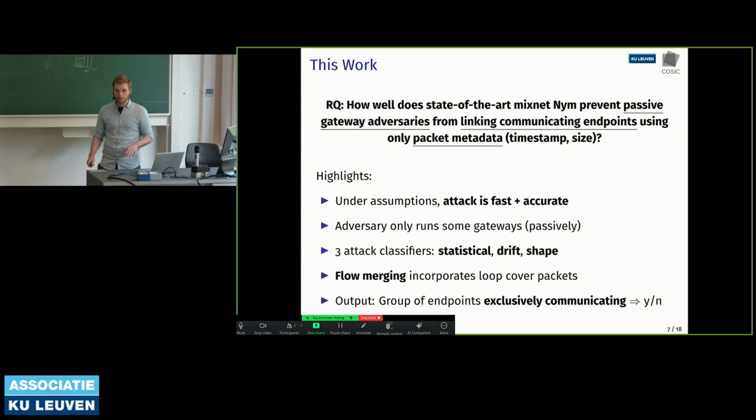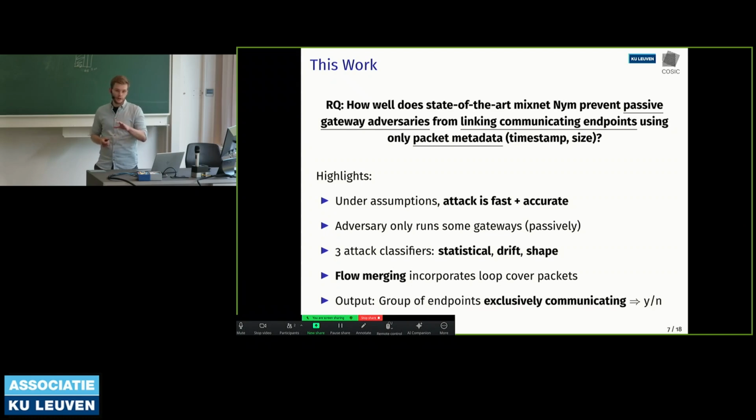And to foreshadow a little bit what I'm going to talk about for the rest here, the highlights are that under quite some assumptions that I will explain, so keep in mind that we of course make simplifying assumptions, our attack to link communicating endpoints is relatively fast and relatively accurate, right? So this works. We can actually, under these assumptions, say yes, these endpoints are communicating or not. Our adversary is assumed to only run some gateways passively. It doesn't interfere with the protocol, it's just tracking what it sees. We present 3 classifiers that perform this attack. We're calling them statistical, drift, and shape, and I'll talk about them a little bit later.